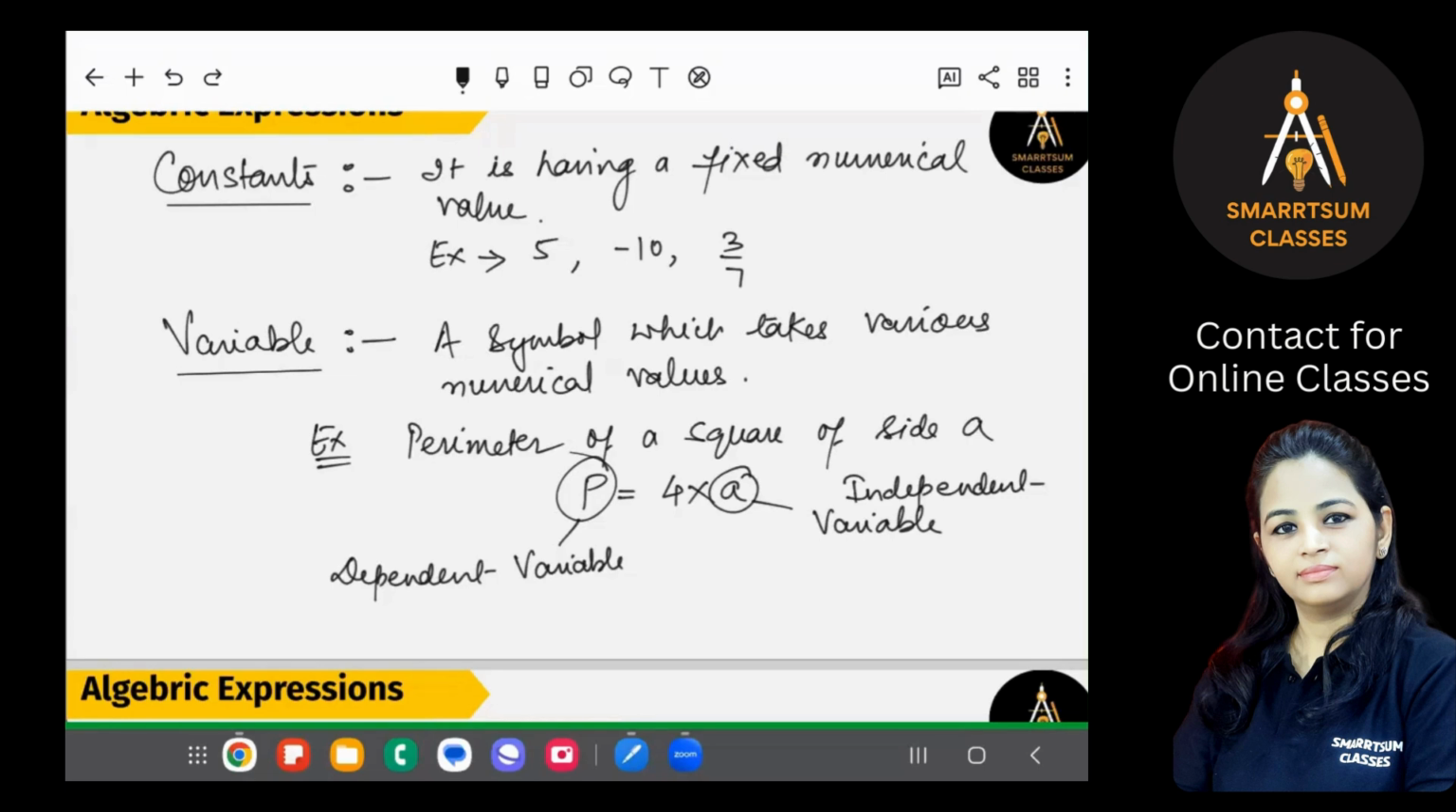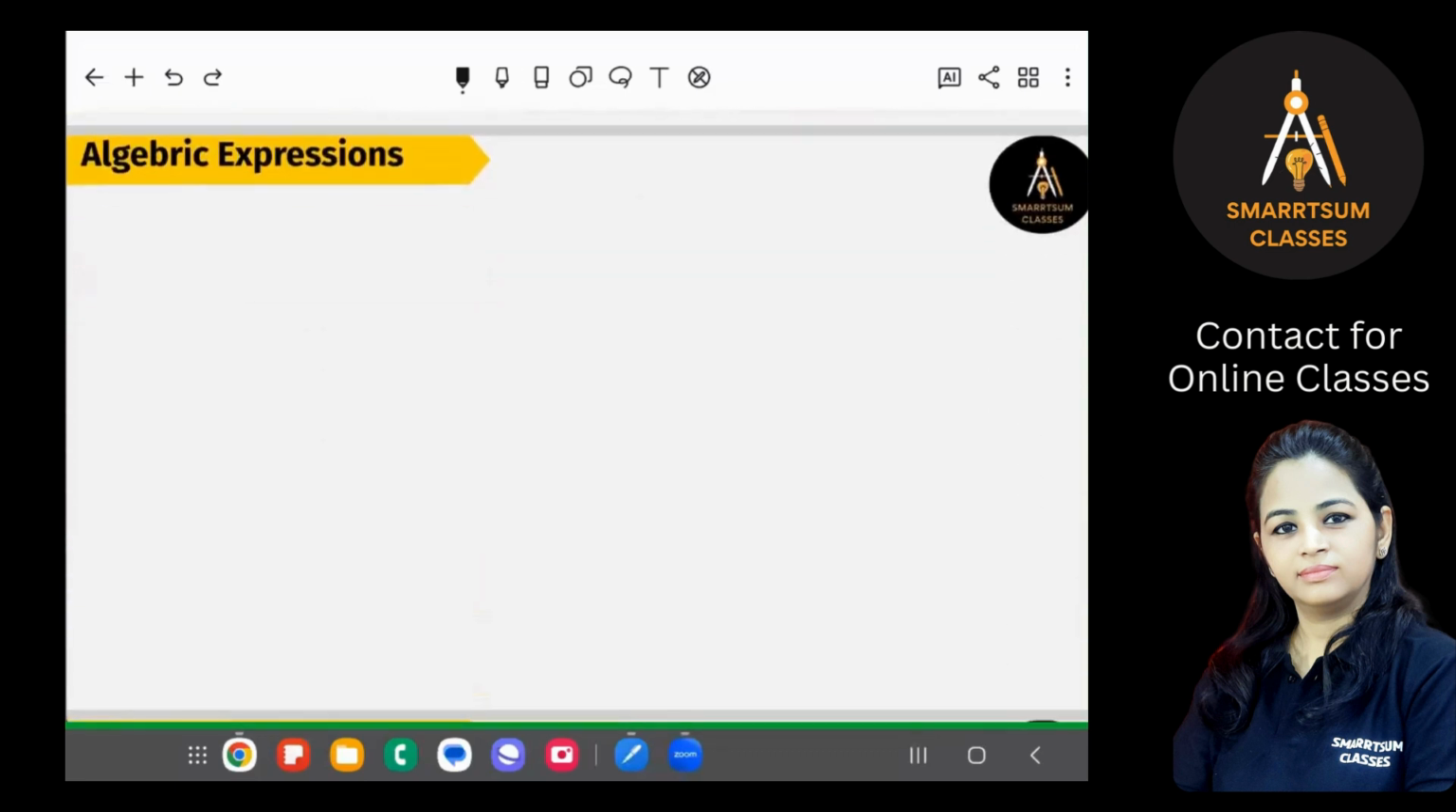Similarly, if we talk about the circumference of a circle, that also depends upon the radius, so that is a variable. Now why are we studying these constants and variables? What is the requirement? Because in algebra, we come across these two quantities, constants and variables. Now let's see what is the meaning of algebraic expression. So write down.